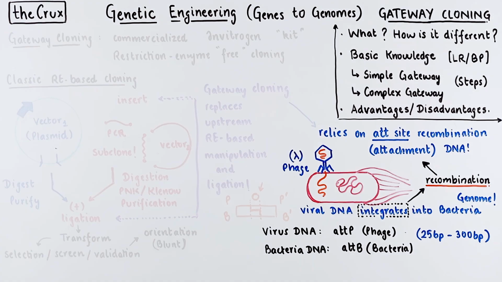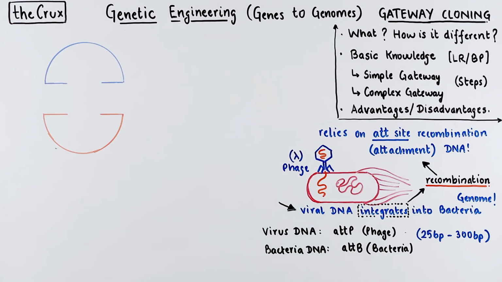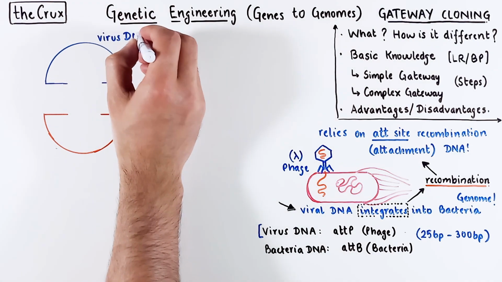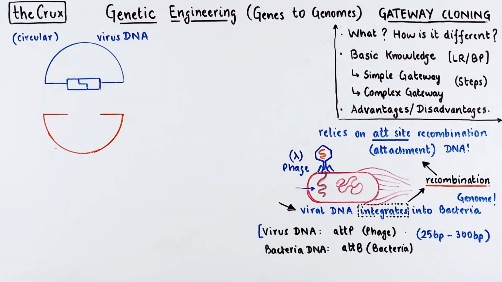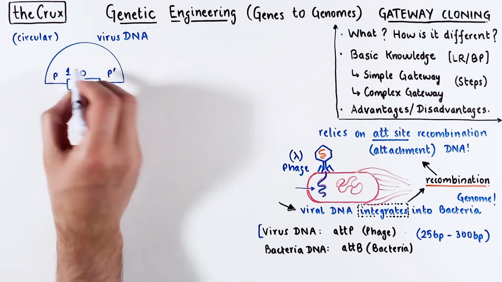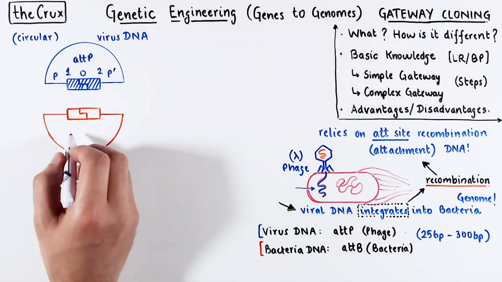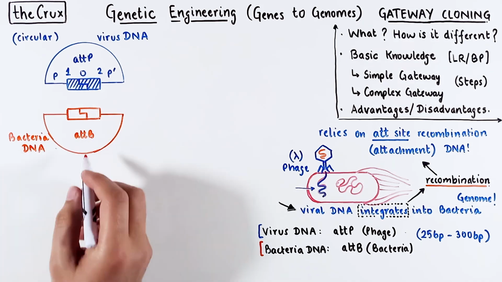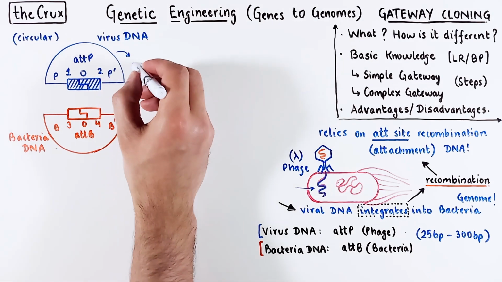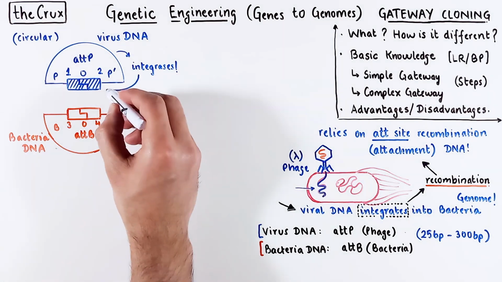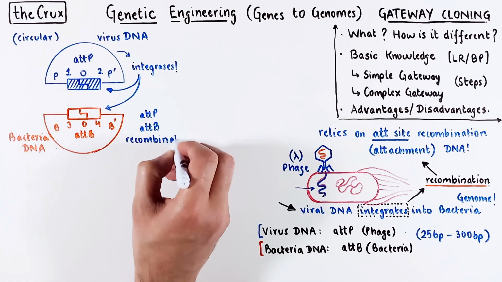Let's actually understand how this viral integration works and how att-site recombination is involved in this. The virus DNA, as we said, has the attP site. I'm drawing the virus DNA as circular for ease of understanding. Instead of calling these 2 halves of attP as P and P', let's name them 1 and 2. The attB of bacterial DNA likewise has B and B', but let's call them 3 and 4. When the viral DNA needs to integrate into the host genome, it makes an enzyme called integrase. The integrases recognize attB and attP and cause a recombination to occur between them.